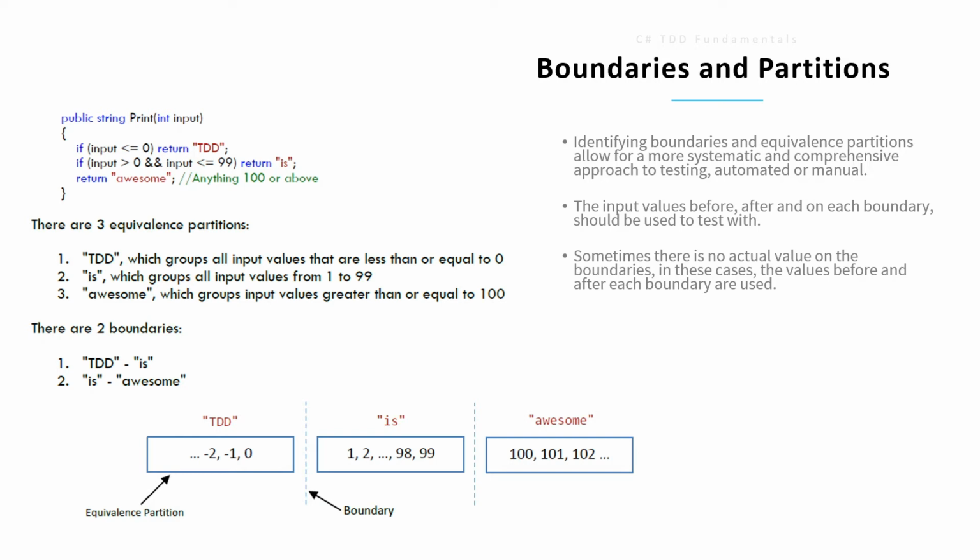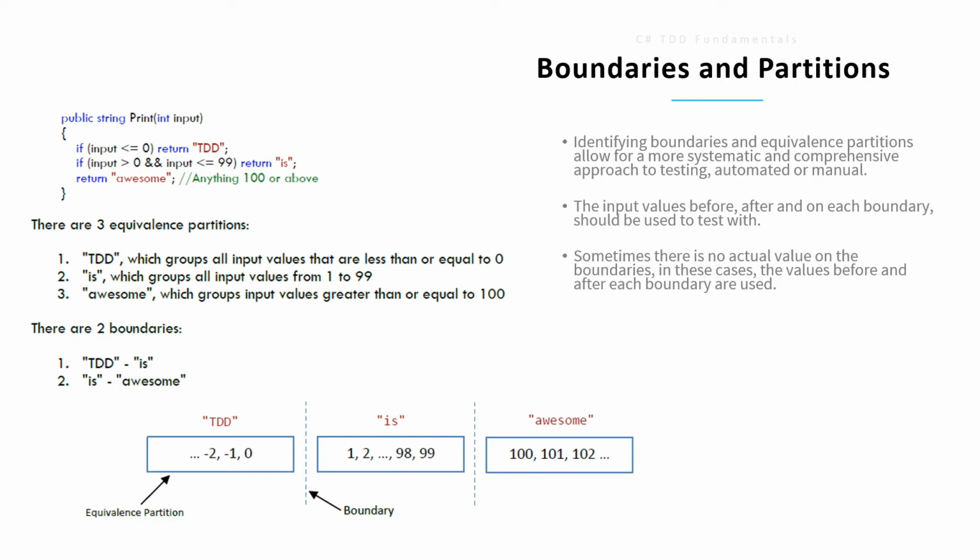So let's start with a simple example. We've got this print function here. It takes an input and has just a couple of conditionals. It can return one of three things: TDD, is, or awesome. Anything less than or equal to 0 is TDD. Anything greater than 0 and less than or equal to 99 is "is." Otherwise, anything 100 or greater is awesome. By identifying the boundaries and the equivalence partitions, we're allowing for a more systematic and comprehensive approach to testing.